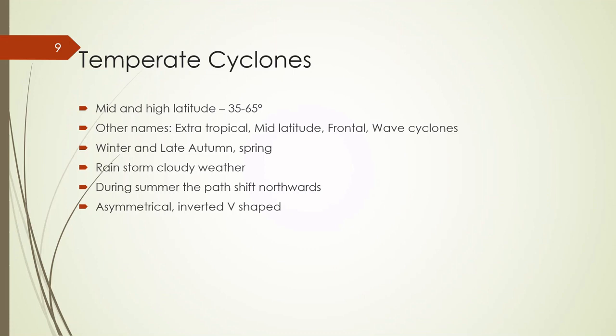Usually the shape of the cyclone is asymmetrical, and they will have an inverted V shape. We know that the tropical cyclone is elliptical, but the temperate cyclone has an inverted V shape. Let us see that picture and some details in the upcoming slides. One other important thing is the orientation of the temperate cyclones. It is basically from east towards the west. I hope you are clear with this.